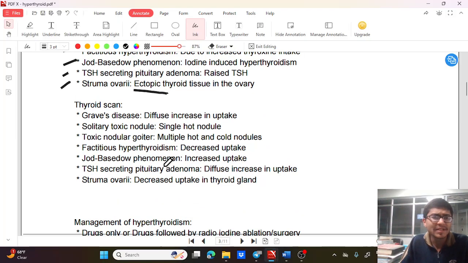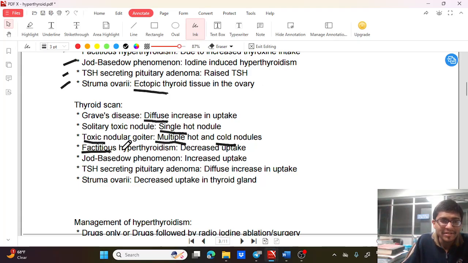Now these various causes, how will they appear on the thyroid scan, the radioiodine scan? So in Graves' disease, there will be diffuse uptake increase. So there will be diffuse complete uptake increase. Then the solitary toxic nodule. Here there will be a single hot nodule. So only one nodule will be clearly visible, as we have seen in the previous video. Then we have the toxic nodular goiter, so there will be multiple hot and multiple cold nodules.